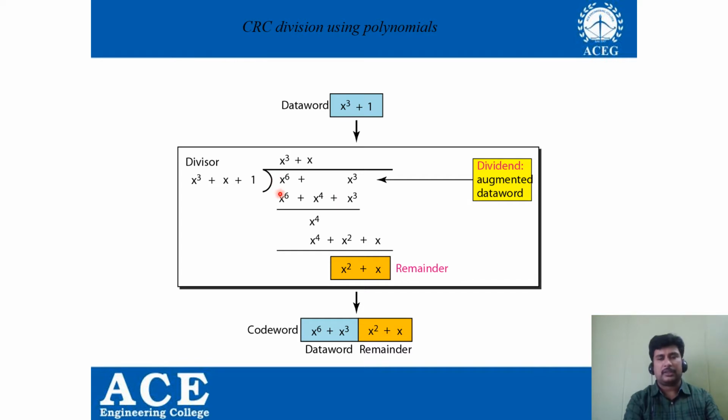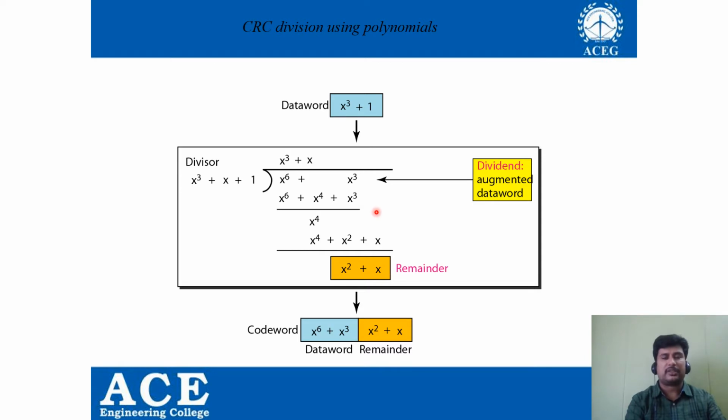So x power 6 minus x power 6 is 0, then it is modulo 2 subtraction, so it is just x power 4, and x cube minus x cube becomes 0. So we are left out with x power 4. The next coefficient value to divide with x cube is x. So x cube into x is x power 4 plus x into x square plus 1 into x. So after subtracting x power 4 from x power 4, we are left out with a remainder called x square plus x, which is referred as the redundant bits during the transmission.